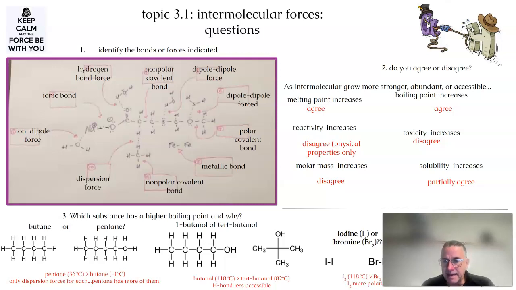Finally, sodium iodide versus sodium chloride. Well, the chloride is more electronegative. It has a more ionic character and bigger differences in electronegativity. So the sodium chloride will have the higher melting point and boiling point. All right, that was some questions on intermolecular forces.